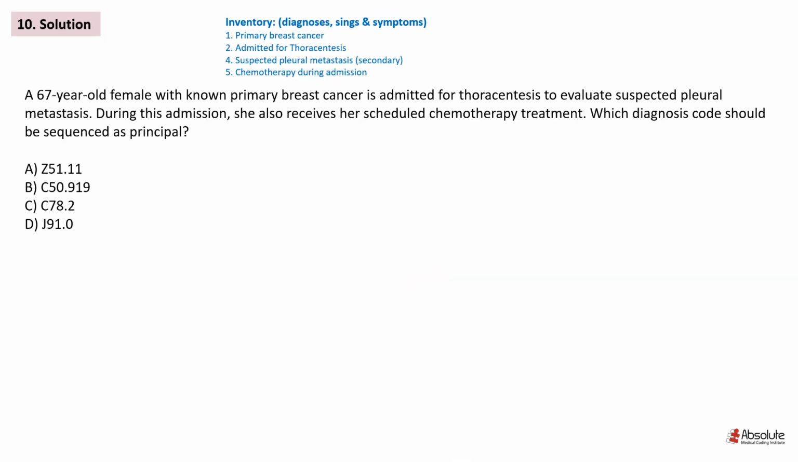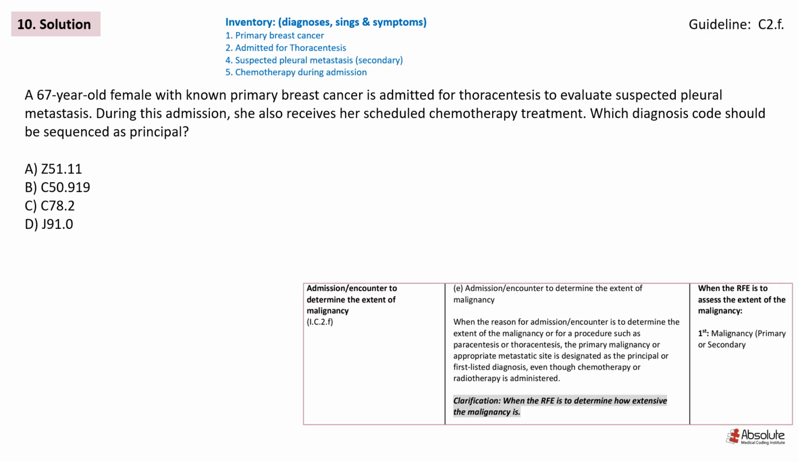Okay, so the guideline that I used to help me solve this scenario was Chapter 2, F. And this guideline states that when the reason for encounter is to assess the extent of the malignancy, you sequence the malignancy first. So based off of that, what are some of the options that you can eliminate on sight? I'm going to eliminate option A because that's that chemo or radiation therapy code. And I'm also going to eliminate D because that's not even a neoplasm code. And we have B and C left here.